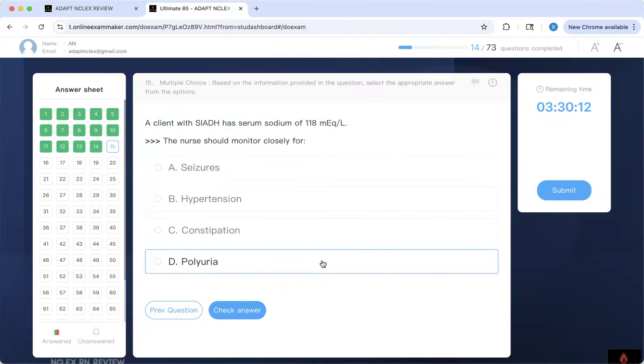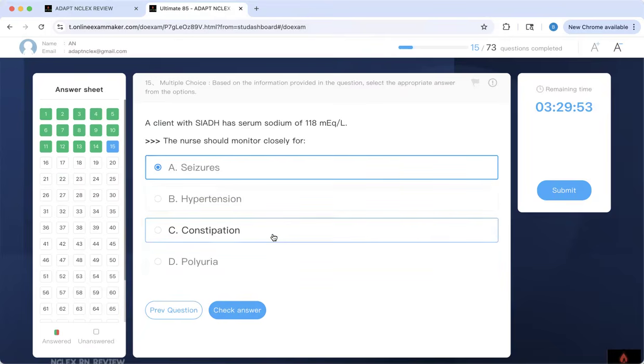Patient had SIADH with a serum sodium of 118, which the nurse should monitor the client for what? Seizures, hypertension, constipation, polyuria. Prioritization. What should you think? The concept is there. I can tell you, right answer is A. When you have hyponatremia, something that is going to kill you is what? Seizures. These are our expected findings.